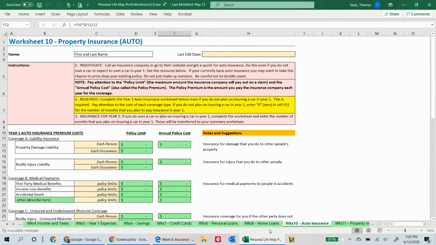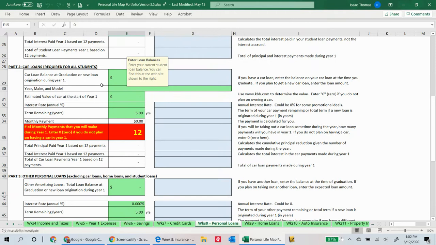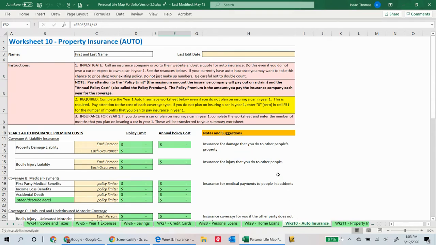So hopefully in worksheet number 8, you put down a car loan, even if you weren't planning on buying a car, and you put in a 0 there for not owning a car. This car we're now going to insure in worksheet number 10.